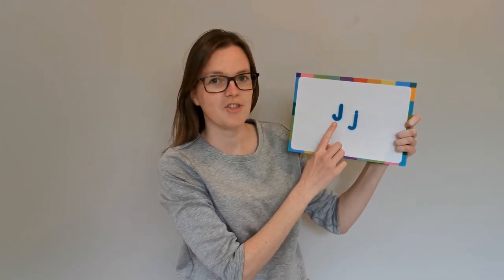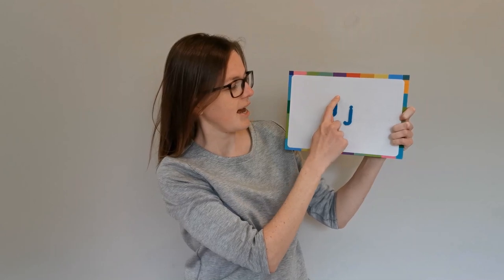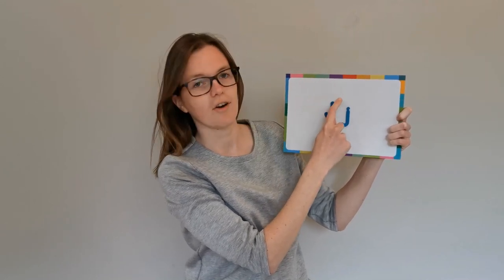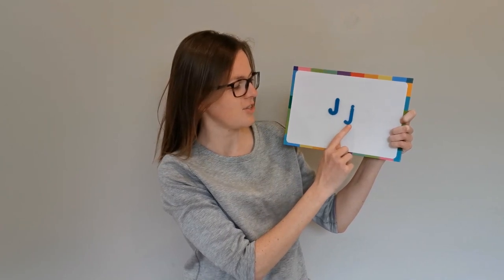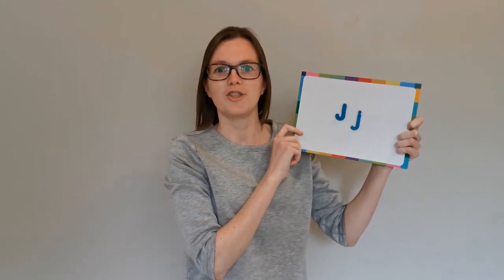This is the letter J. This is the uppercase J. And sometimes it has a hat at the top that's a straight line across. That's also an uppercase J. And this is the lowercase J. The letter J makes the sound j, j, j. Like a wiggling bowl of j, j, jelly.